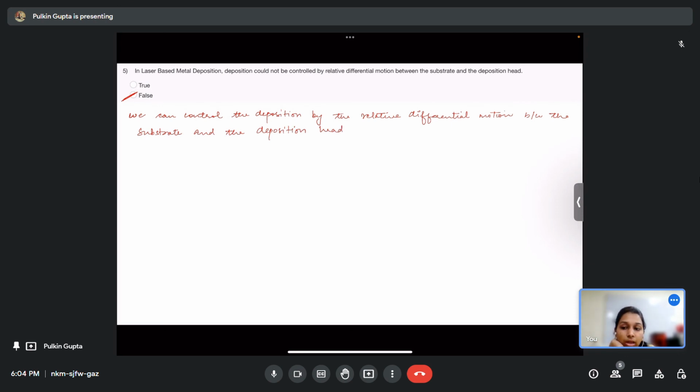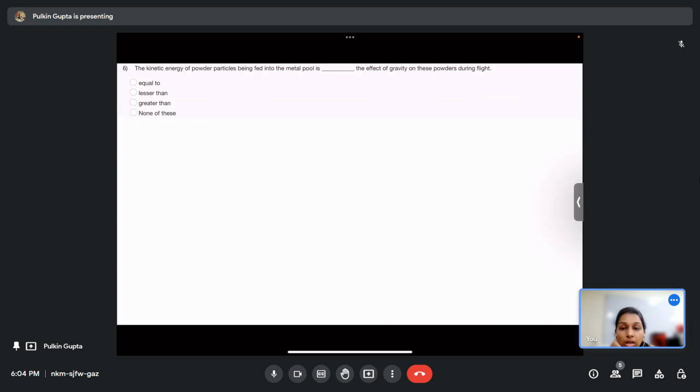Alright, next question is, the kinetic energy of powder particles being fed into the melt pool is dash the effect of gravity on these powders during flight: equal to, lesser than, greater than, or none of these. So we had discussed this during this lecture as well. It should be greater than.